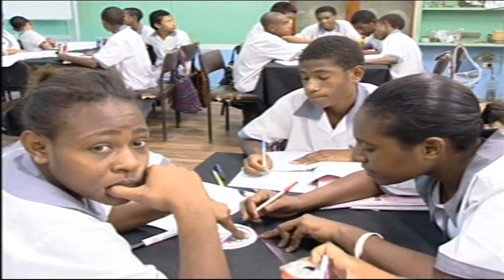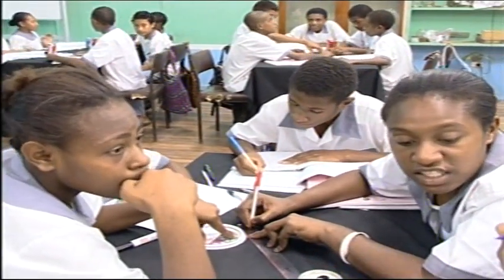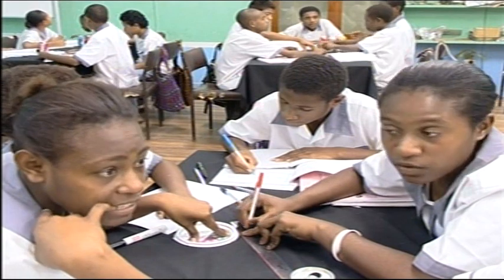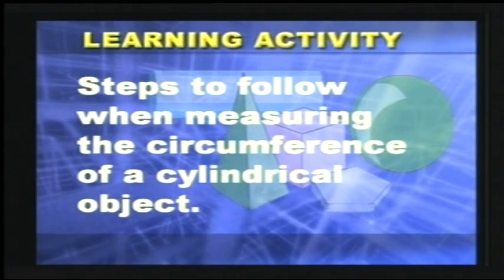Okay, 70s students, let's look at the next step of measuring the circumference of a cylindrical object. All sit up straight. Let's look at the steps. Steps to follow when measuring the circumference of a cylindrical object.